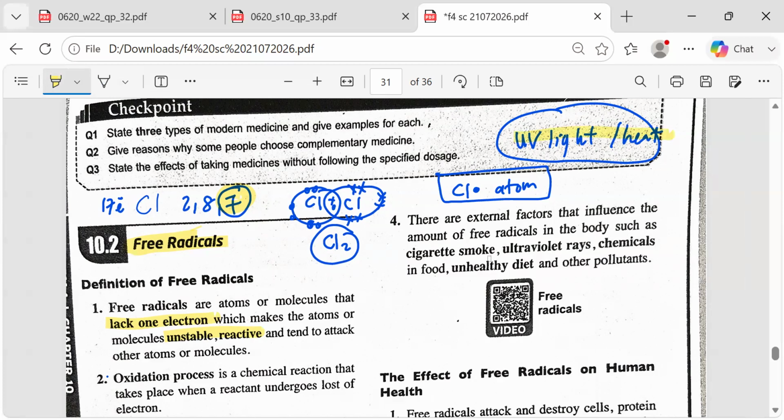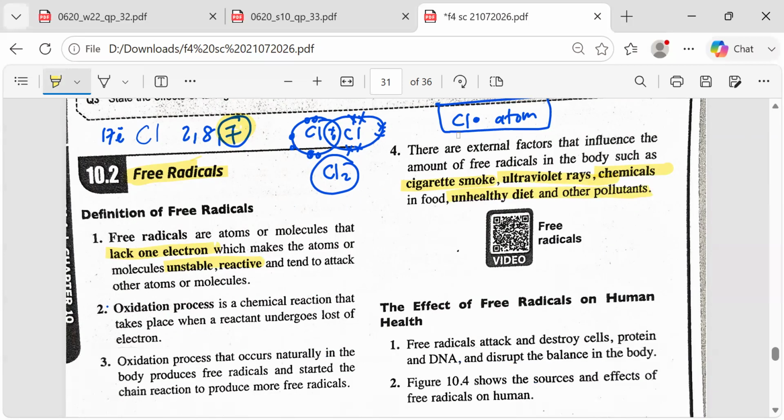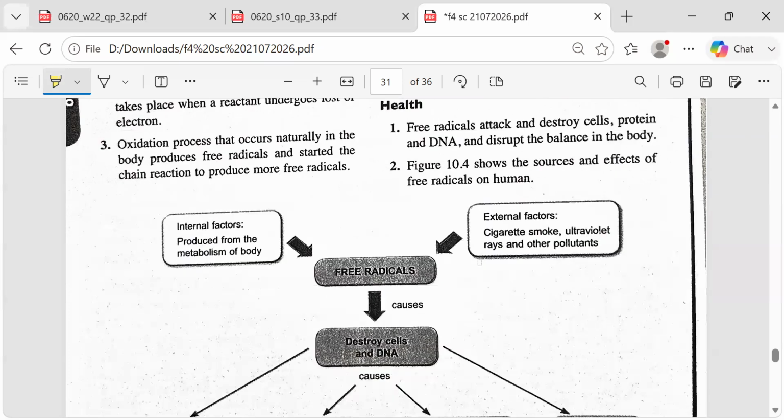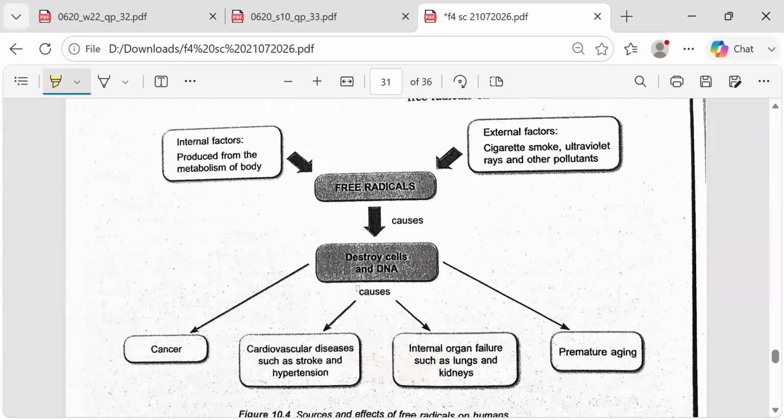Remember just now I told you UV light and heat can cause it. So cigarette smoke, heat, UV rays, chemicals, an unhealthy diet and other pollutants cause free radicals. Understand? So these free radicals can go and kacau other molecules that are peaceful. When they do that, it causes the oxidation process also. Free radicals attack and destroy cells, protein, and DNA. How does it do that? It causes cancer, cardiovascular disease, organ failure and premature aging.